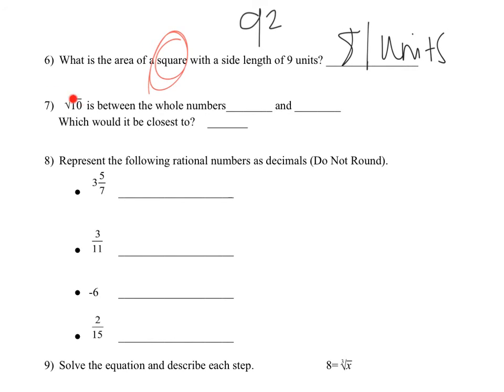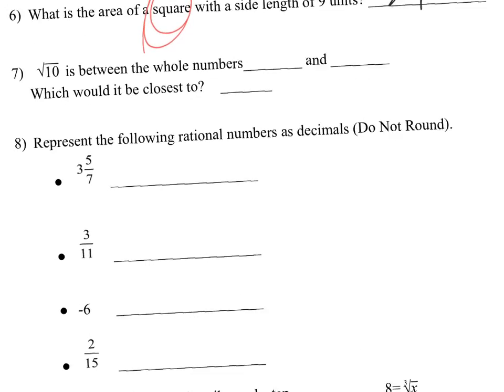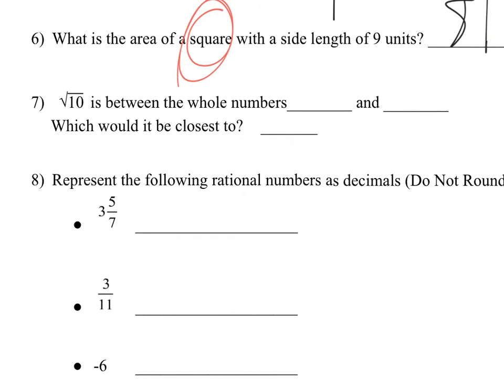Moving on to number 7. Number 7 is one of my favorite questions. We've been doing it a lot in class. The square root of 10 is between the whole numbers blank and blank. Well, before we get there, let's think about the square root of 10 and what perfect squares, not whole numbers, perfect squares it is between. 1 times 1 is 1, 2 times 2 is 4, 3 times 3 is 9, 4 times 4 is 16. So those are the two perfect squares that 10 is between. Square root of 9 is 3, and square root of 16 is 4. So the square root of 10 is somewhere between 3 and 4.